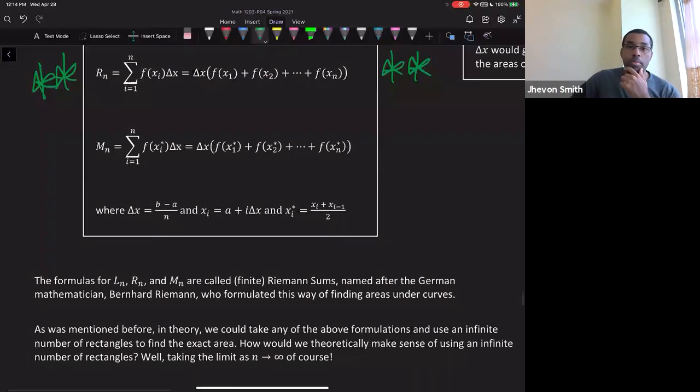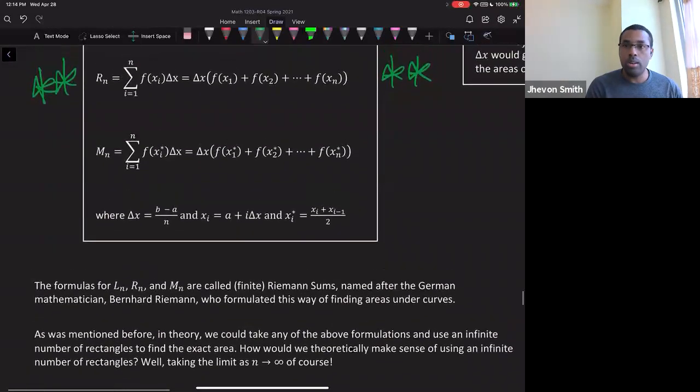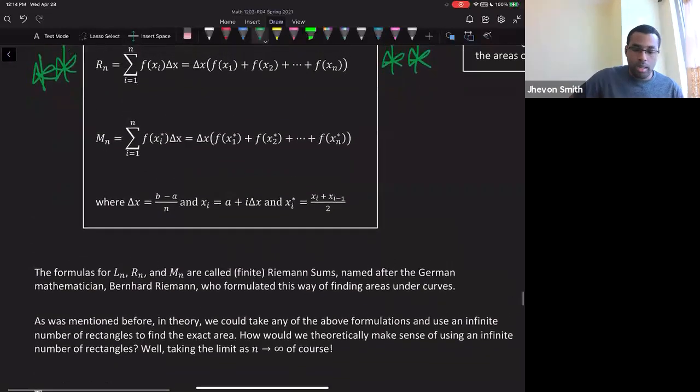So the formulas above, these are called Riemann sums, named after a German mathematician, Bernhard Riemann, who developed this method of finding areas 100 years ago, roughly. He did a lot in calculus. So this method that we're using is not the method that Archimedes used in nearly 300 BC. The method that we're learning in Calc 1 class today comes from Riemann in, I want to say 1905, somewhere like there. Right, so they're called Riemann sums, right?